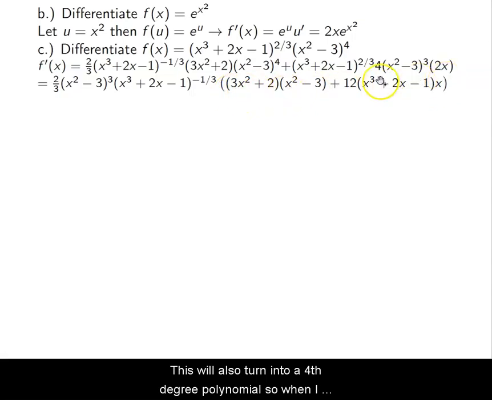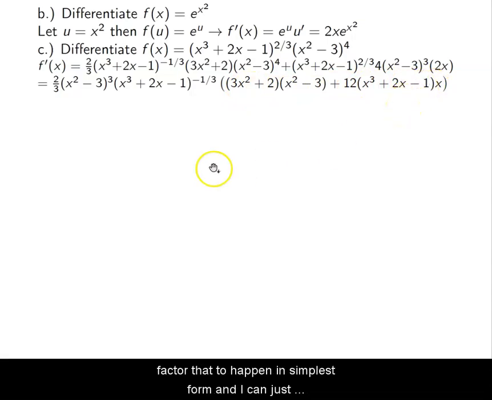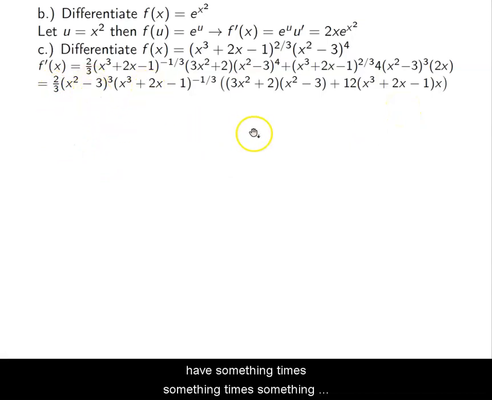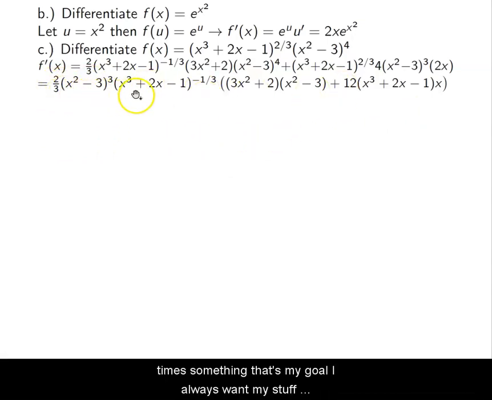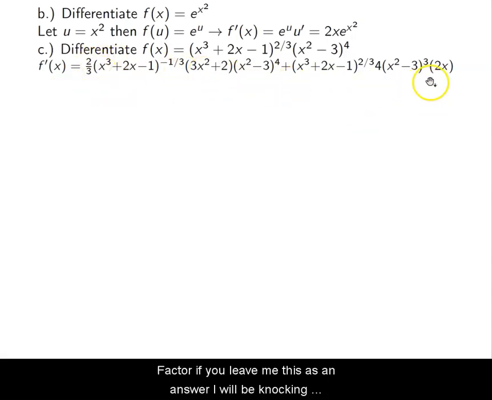So when I add these all together, when I multiply it out and combine, I have some single 4th degree polynomial. Hopefully I can factor that to have it in simplest form, and I can just have something times something times something times something. That's my goal. I always want my stuff factored. If you leave me this as an answer, I will be knocking points down, right?